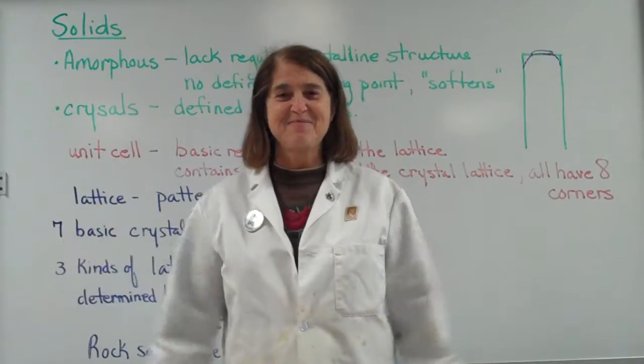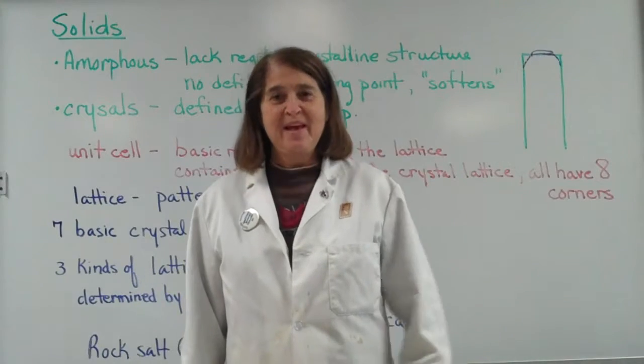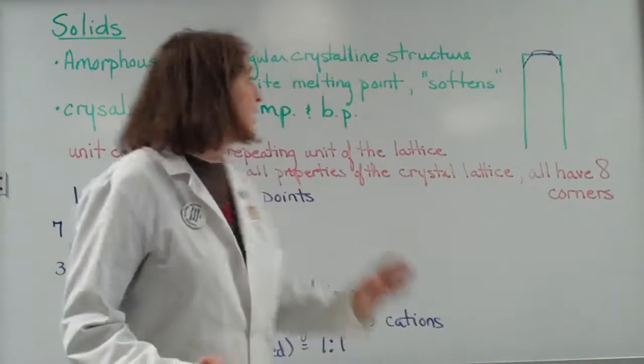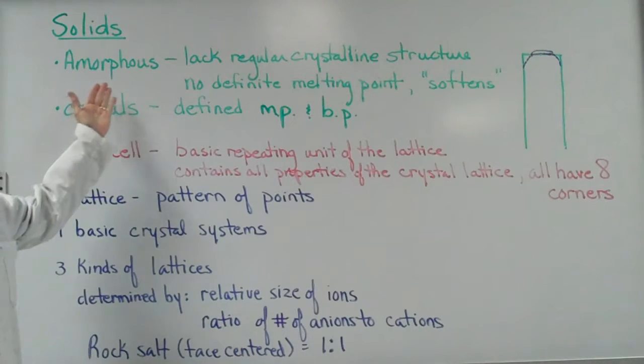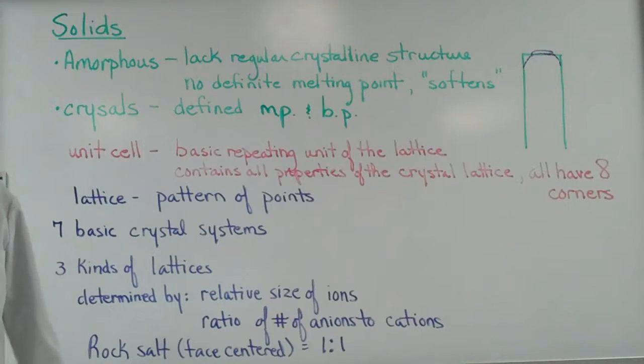Okay, we're going to try this, a look at solids. And for today, we're looking at different forms of solids. There are two main types of solid structures. They can be either amorphous or crystalline.